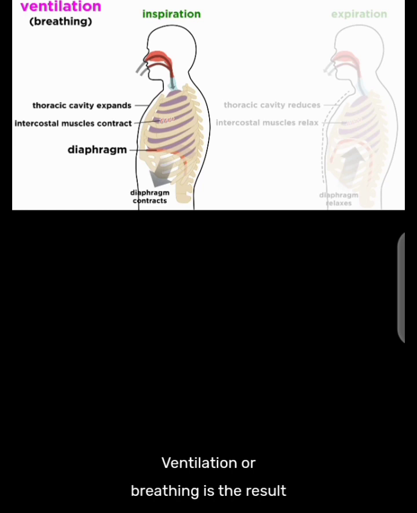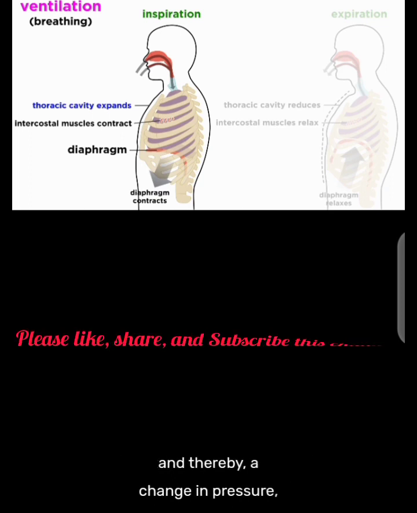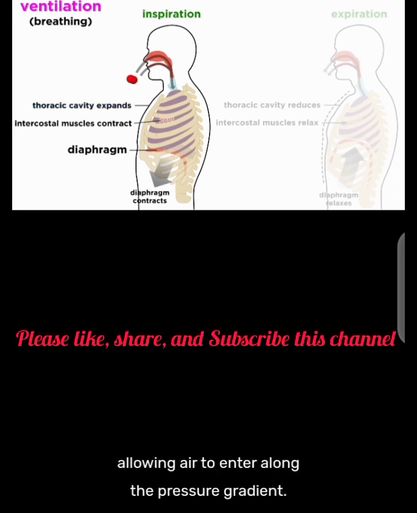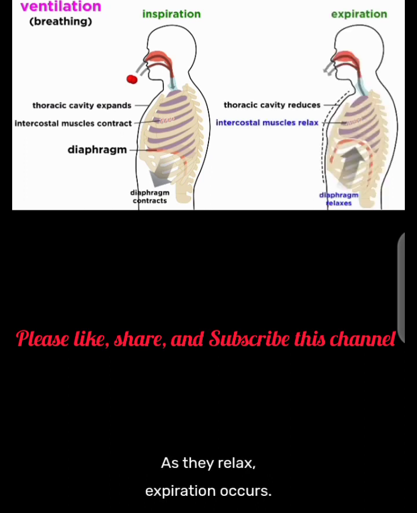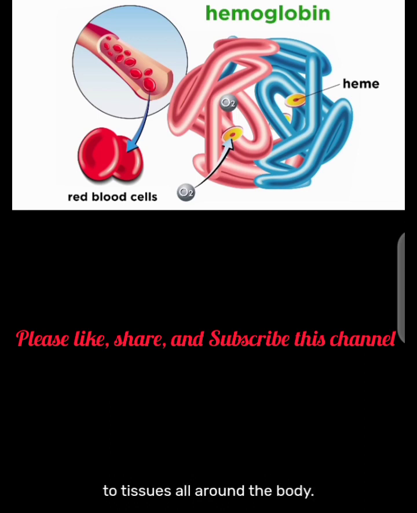Ventilation, or breathing, is the result of the activity of inspiratory muscles, namely the diaphragm and intercostal muscles, which produces a change in volume and thereby a change in pressure, allowing air to enter along the pressure gradient. As they relax, expiration occurs. In between, oxygen diffuses and binds to hemoglobin present in the blood so that it can then be transported to tissues all around the body.